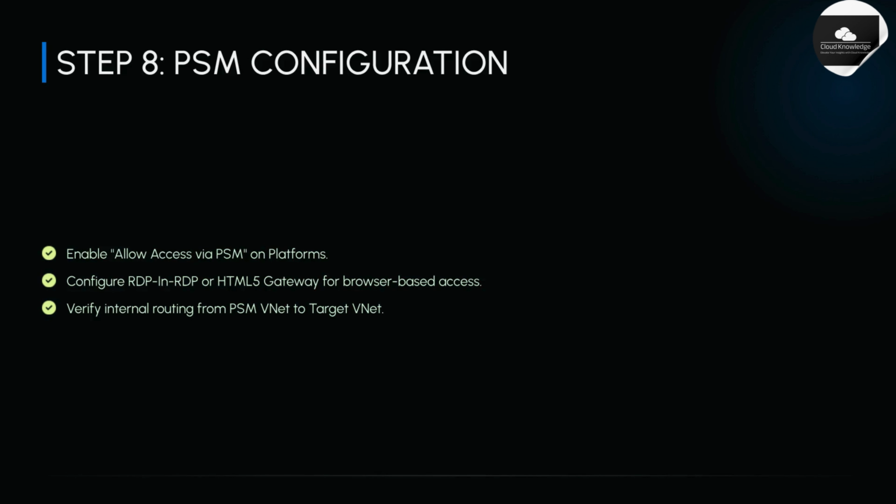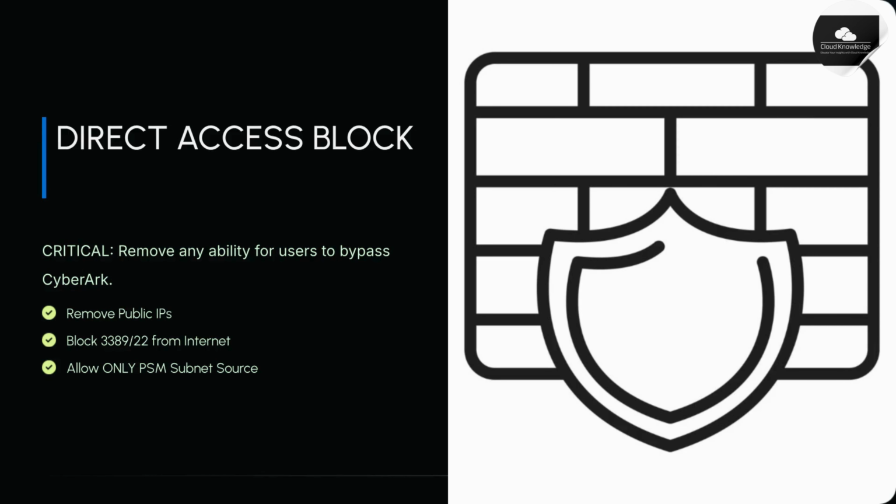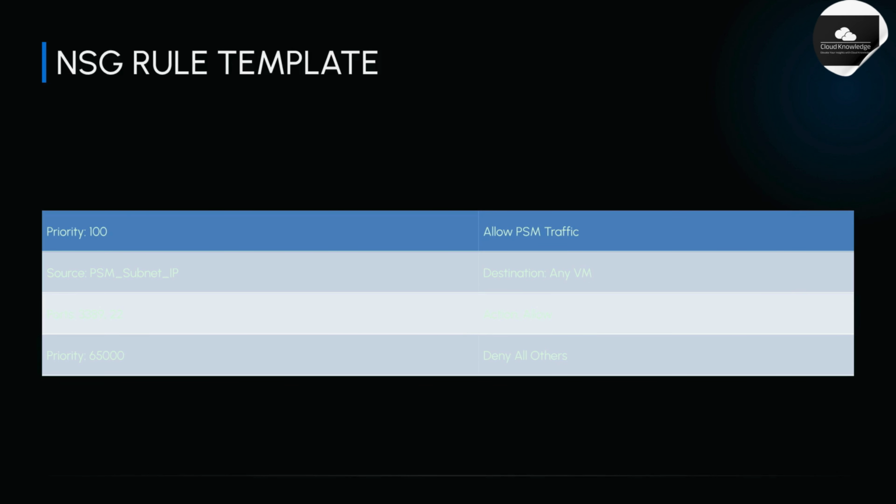Step 8. PSM configuration involves enabling allow access via PSM on platforms, configuring RDP, InRDP, or HTML5 gateway, and verifying internal routing from the PSM VNet to the target VNet. A critical step is direct access block, removing any ability for users to bypass CyberArk by removing public IPs, blocking port 3389 from the internet, and allowing traffic only from the PSM subnet source. A network security group, or NSG rule template, is essential to define and enforce these strict network security policies.